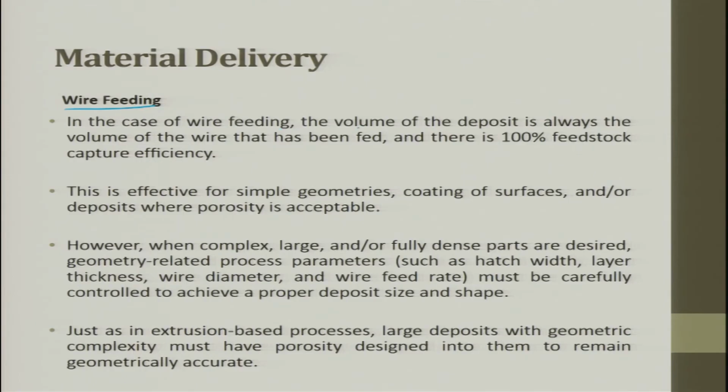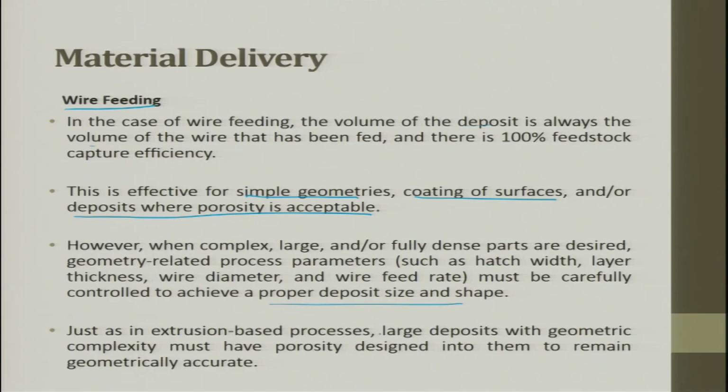In the case of wire feeding, the volume of the deposit is always the volume of the wire that has been fed, and here there is 100% feedstock capture efficiency, which is not there in the powder form. This is effective for simple geometries, coating of surfaces and or deposits where porosity is acceptable. However, when complex, large and fully dense parts are desired, geometry related process parameters must be carefully controlled to achieve a proper deposit size and shape.